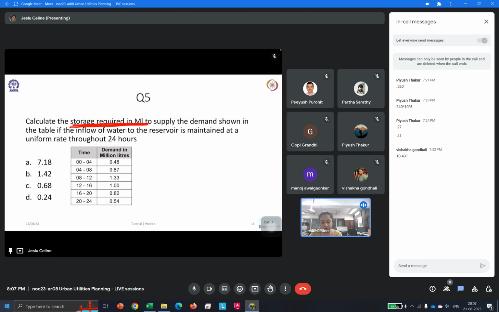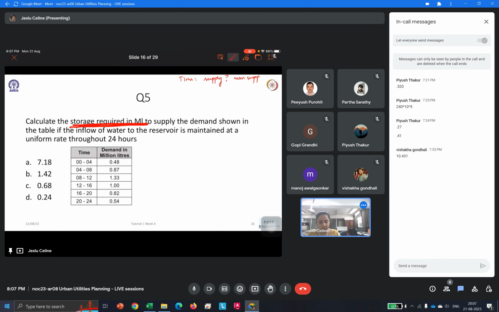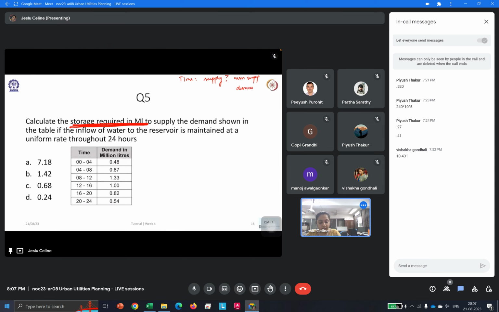Here we just know the demand for every 4 hours. In a mass curve method, what are the things we need? For each time we need to know the supply rate and the cumulative supply. Then we have the demand and the cumulative demand. Here we have the demand which is given, but the supply we do not know. It just says that there is a uniform supply rate for 24 hours.